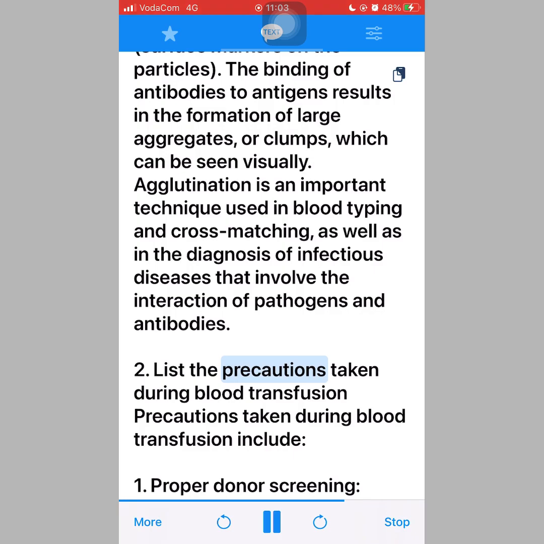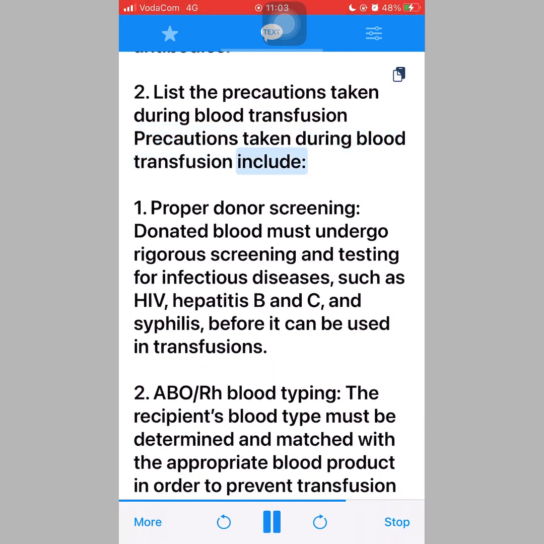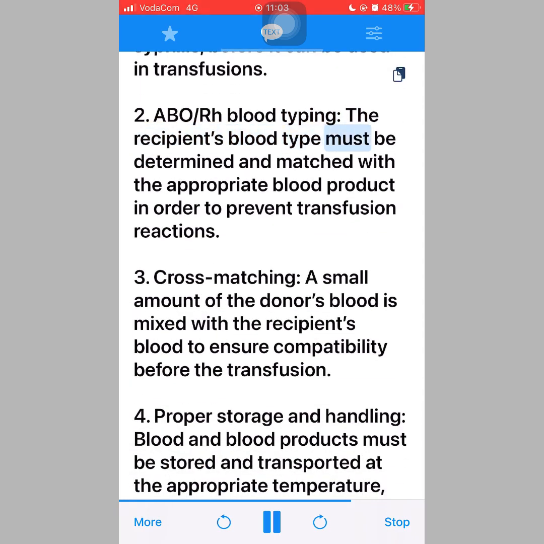2. List the precautions taken during blood transfusion. Precautions taken during blood transfusion include: 1. Proper donor screening. Donated blood must undergo rigorous screening and testing for infectious diseases, such as HIV, hepatitis B and C, and syphilis, before it can be used in transfusions. 2. ABO-Rh blood typing. The recipient's blood type must be determined and matched with the appropriate blood product in order to prevent transfusion reactions. 3. Cross-matching. A small amount of the donor's blood is mixed with the recipient's blood to ensure compatibility before the transfusion.